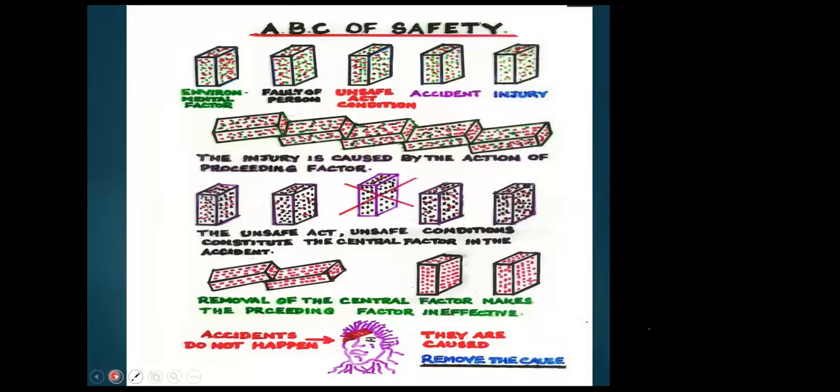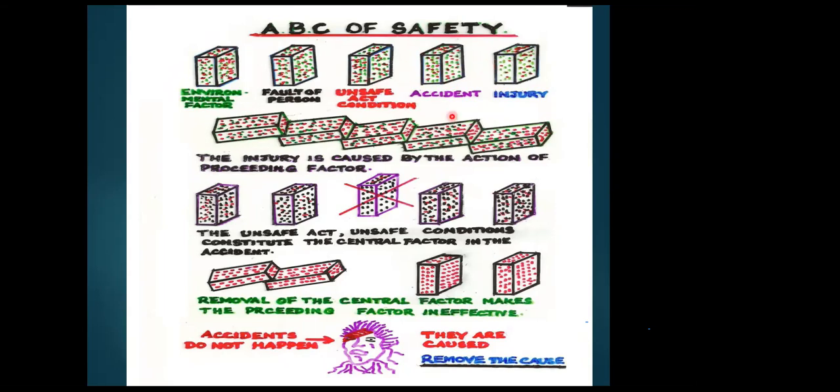See, these are the dominoes. Dominoes in the sense, these are the blocks Heinrich has assumed, and these are the factors. For example, the first domino is environmental factors, then fault of a person, unsafe condition, accident, injury. How will it happen? Because of environmental factors, a person makes a mistake, then it leads to an unsafe condition, then accident, injury.